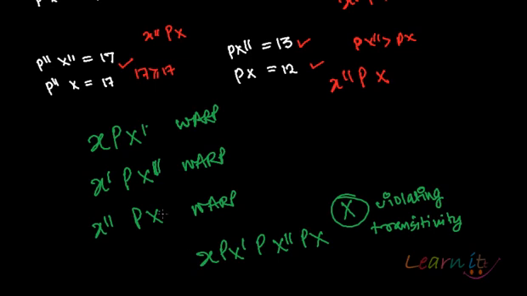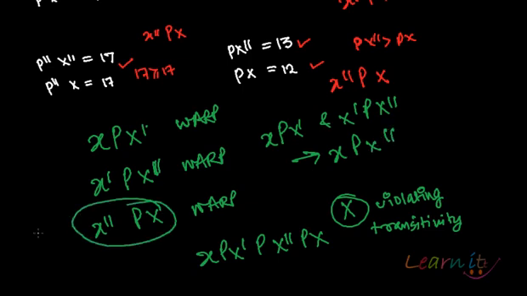Okay. So what you are trying to say is that in case transitivity is satisfied, X P X dash and X dash P X double dash should have given you X P X double dash. But what you are getting is X dash P X. You are getting this. Okay.